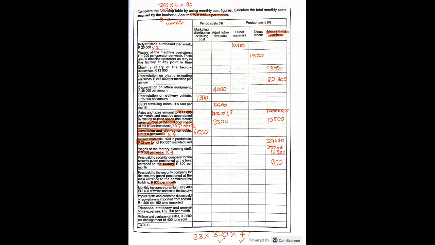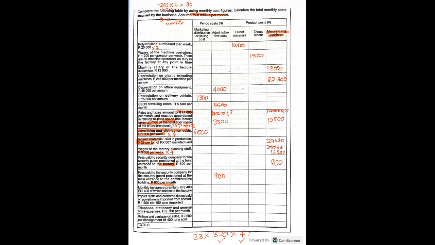So here, this is the cost of the labor that is employed within the office. So that would have been a general administrative cost. Then you have the next one, which is monthly insurance. It's 3,400, 2,400 of which relates to the factory.